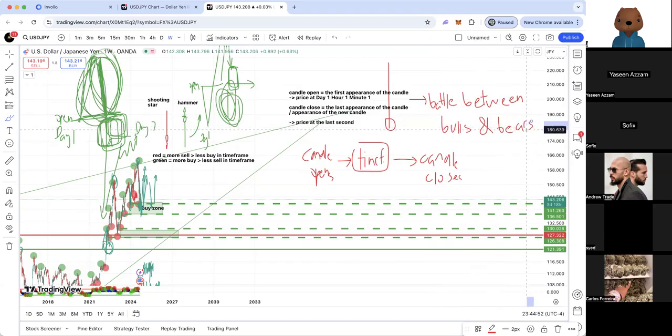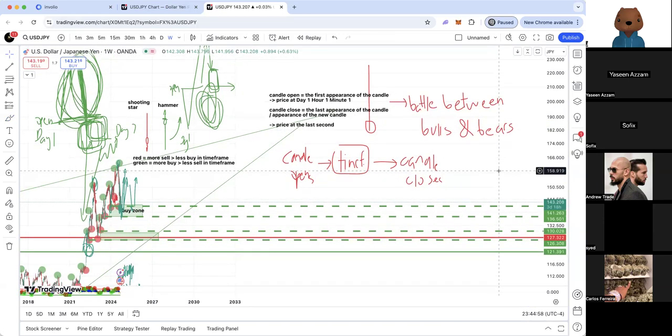Last time we talked, we said what? The bulls want the price to go up. The bears want the price to go down. Okay? Very, very simple. So why are the open and close important? The open and the close tell us when the battle starts and when the battle ends.